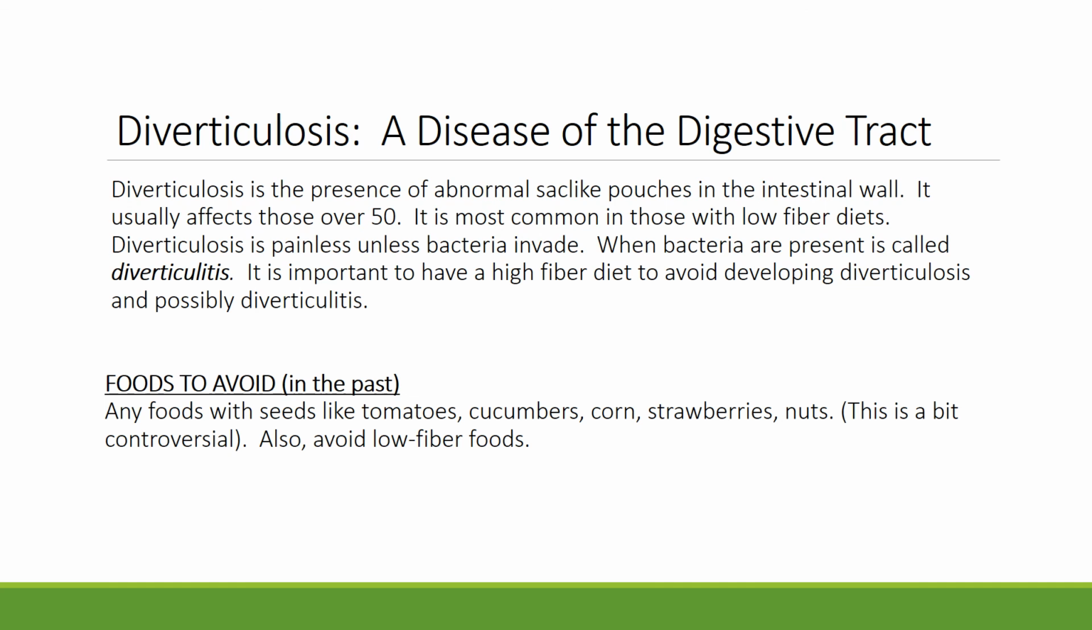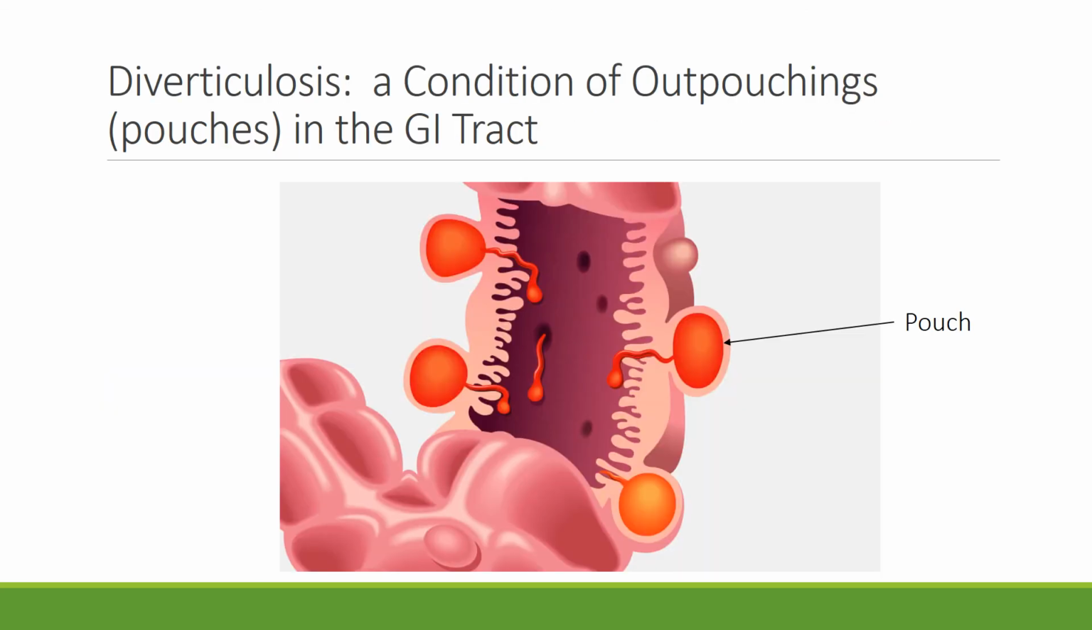In the past, there were certain foods you were told to avoid. That is now controversial. Those foods were any foods with seed like tomatoes, cucumbers, corn, strawberry, and nuts. Also, avoid low-fiber diets, and that is still the common belief. Diverticula occur throughout the gut, but by far the most common and the most important are those that occur in the colon. You can see these outpouchings or diverticuli in this diagram.